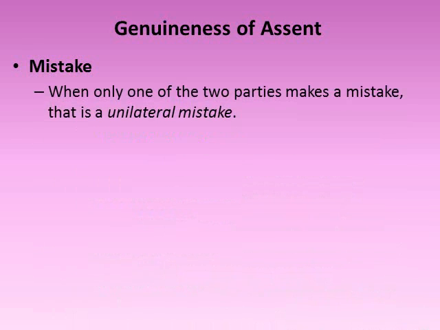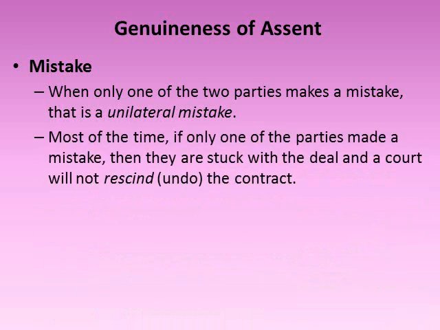Well, we can have different kinds of mistakes. One of these is when only one of the two parties makes the mistake, and that's called a unilateral mistake, if only one of the parties has a mistaken belief about something. Most of the time, if only one of the parties made a mistake, then they are stuck with the deal, and the court will not rescind.